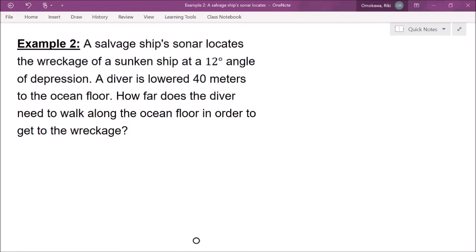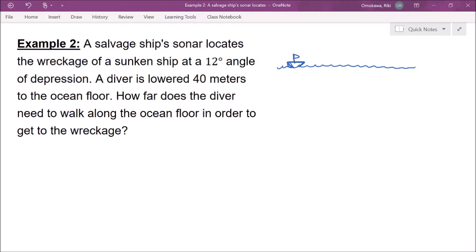Now, here is our second and last example for this lesson. And it says, a salvage ship's sonar locates the wreckage of a sunken ship at a 12-degree angle of depression. A diver is lowered 40 meters to the ocean floor. How far does the diver need to walk along the ocean floor in order to get to the wreckage? So again, let's do a sketch. So a salvage ship, right? So that ship's on the surface of the ocean.